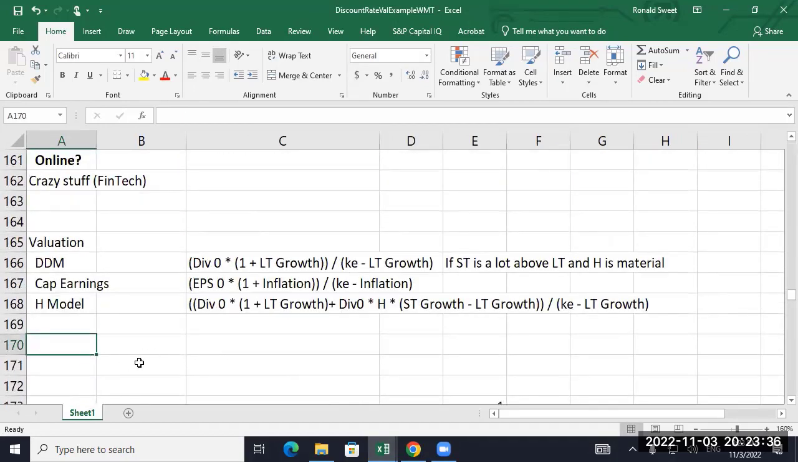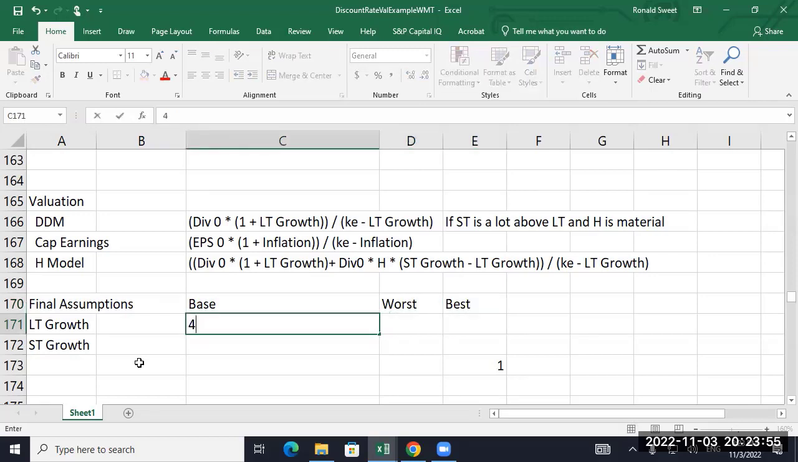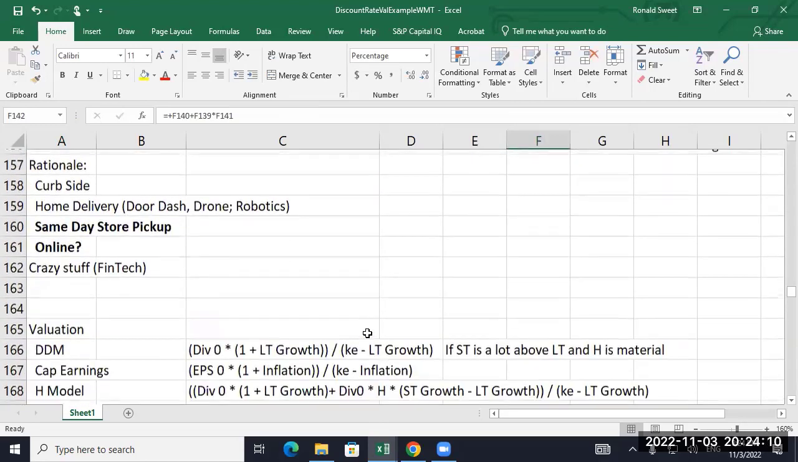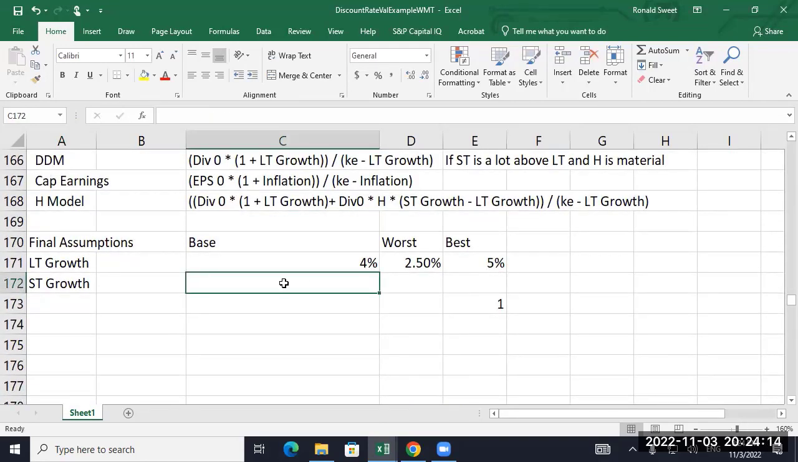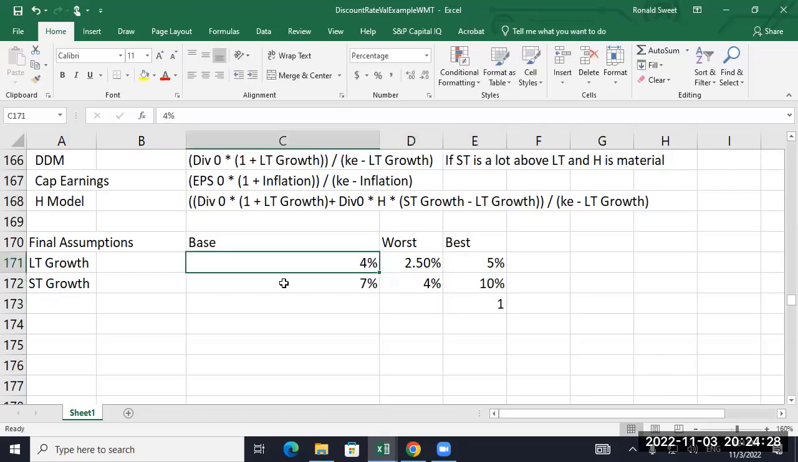All right, so let's put our final assumptions in. I think I had them before. On the long-term growth and short-term growth: base, worst, best. Base, I'm using 4%. Worst, I'll give them inflation. Best, remember, we got that 573 breathing down on us, so I got to keep that below there. Short-term growth, my base was 7%. My worst is say 5% or even 4%. I'm just going to make it so there is no difference. And best case scenario, something crazy happens, make it 10%.